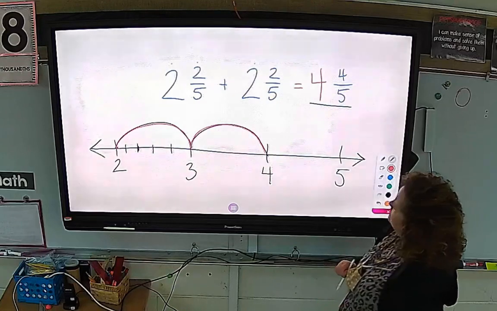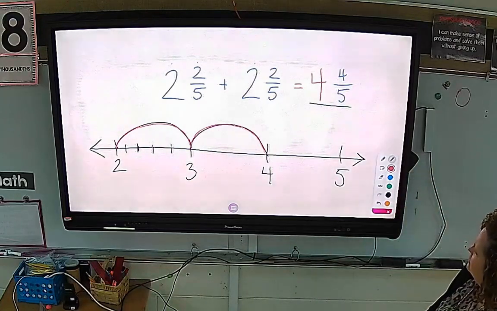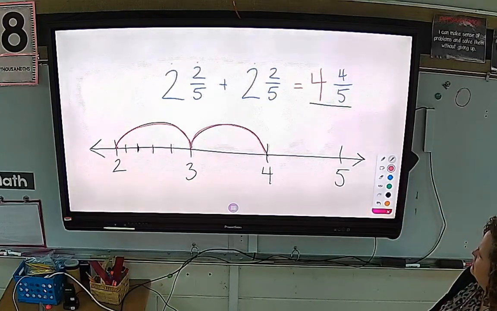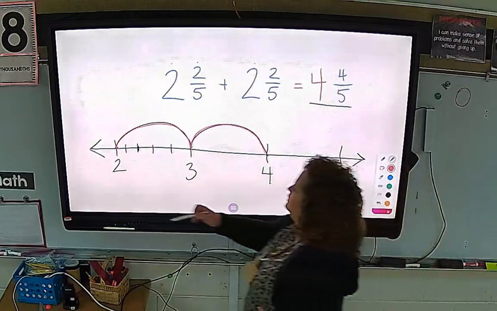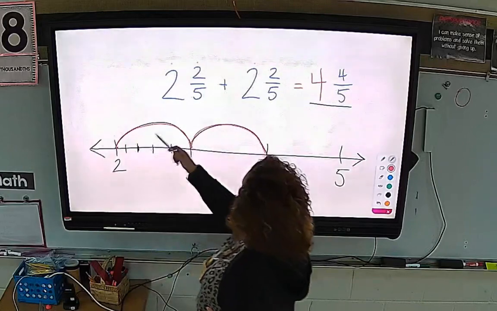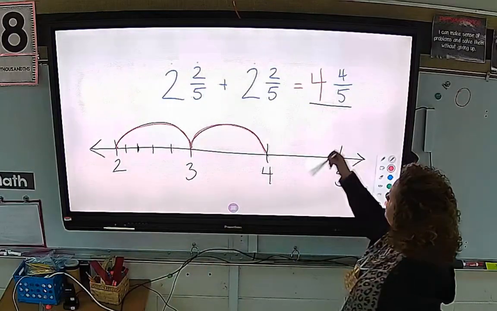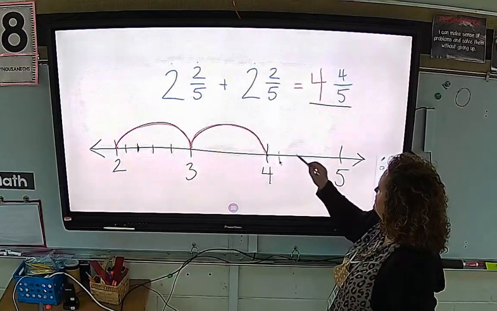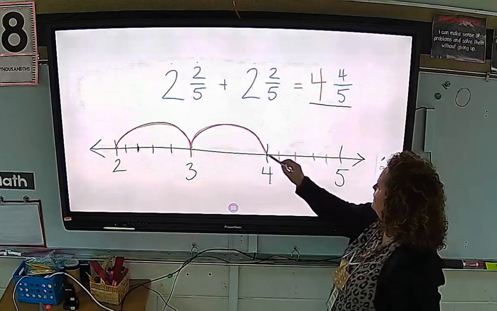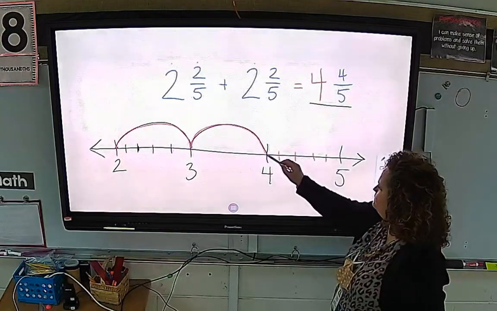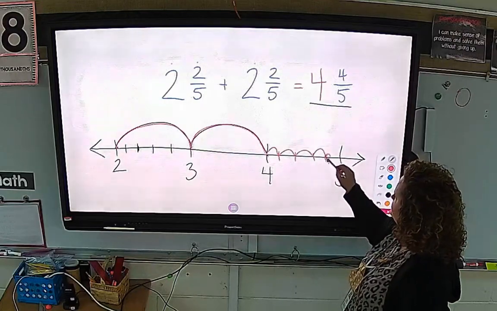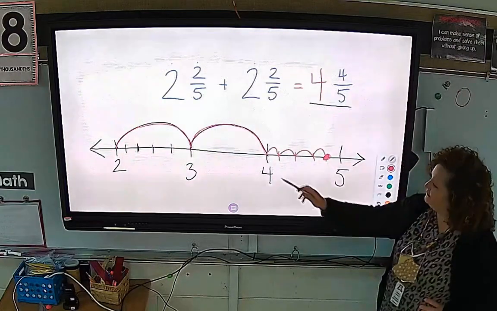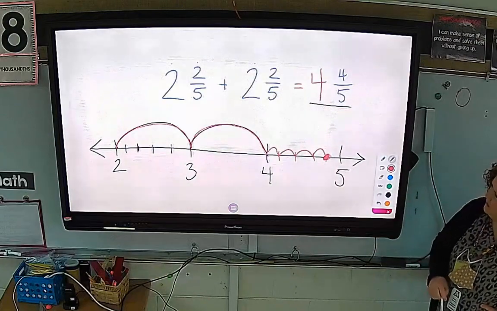What am I missing here? Oh, the 2. Oh, never mind. The 2, okay, because we're on 2. 2 plus 2 more, and then 4/5. This is really the one that needs to be 5ths. Okay. So we would land at 4 and 4/5.